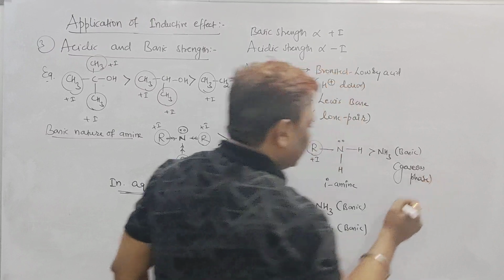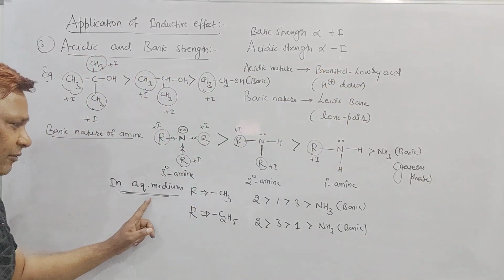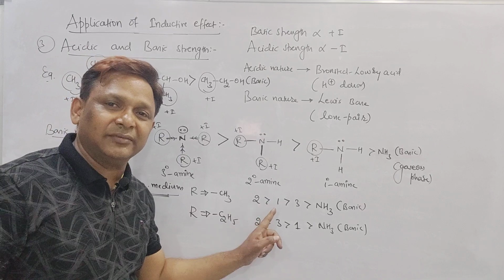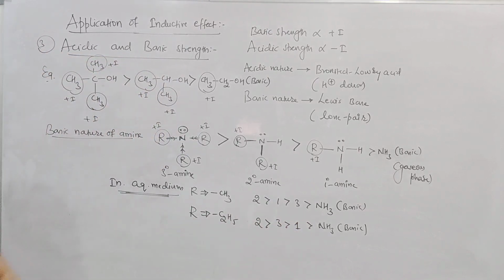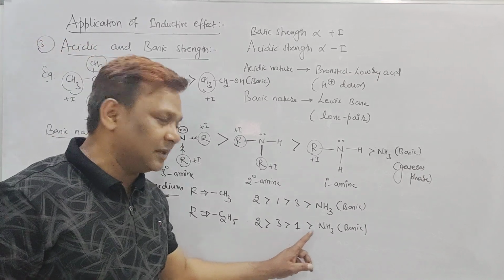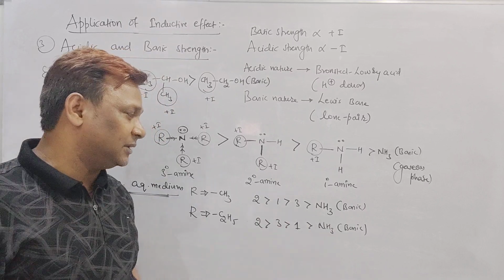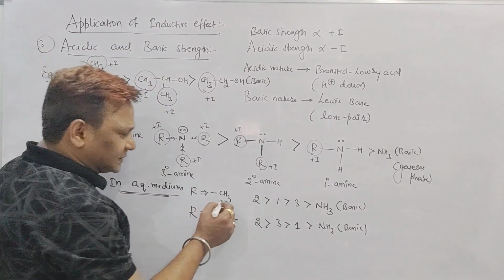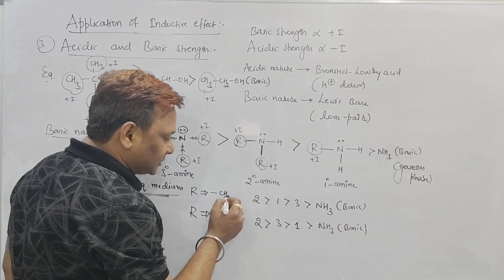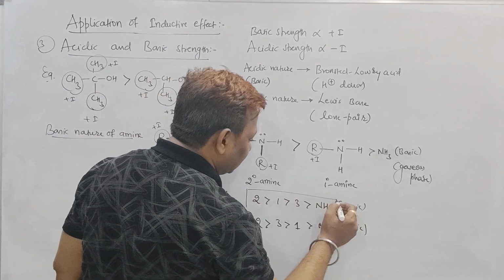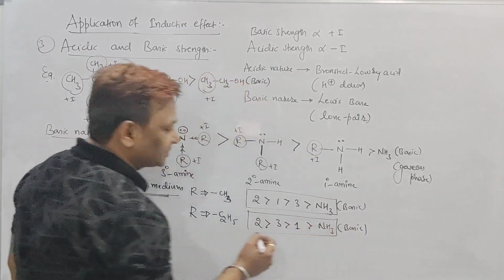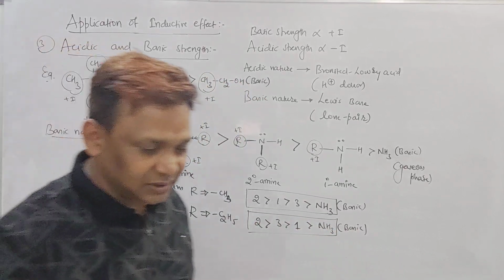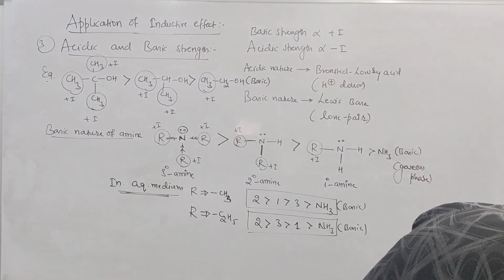But if your R is an alkyl group in aqueous medium, then 2 degree is more basic than 1 degree, than 3 degree amine, than ammonia. And if your R is an ethyl group, then still 2 degree is more basic than tertiary, than primary, than ammonia, in basic strength order. So remember, when R is a methyl group, you should remember this order, 2, 1, 3, and when your R is an ethyl group, 2, 3, 1 is the basic strength. You have to remember, it is the most important question in organic chemistry they will ask.